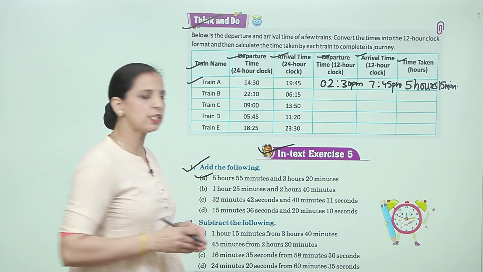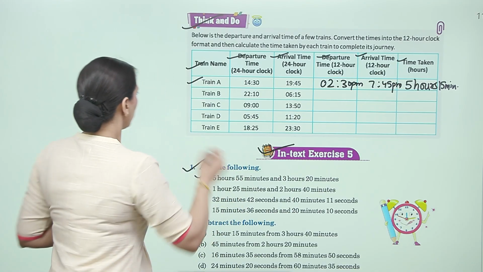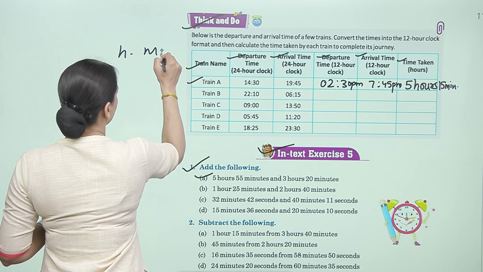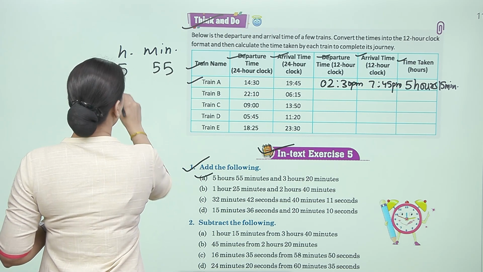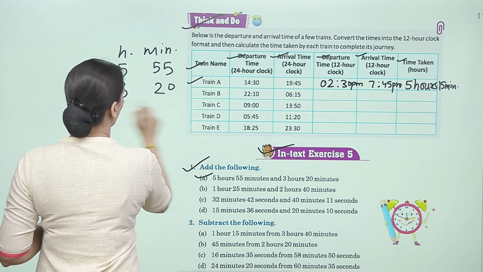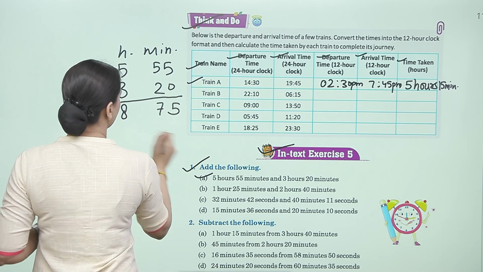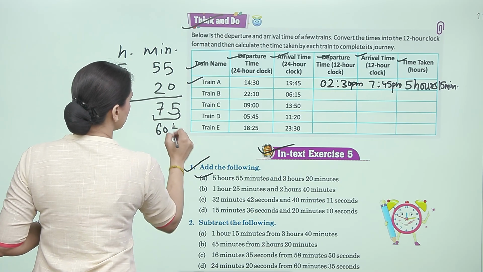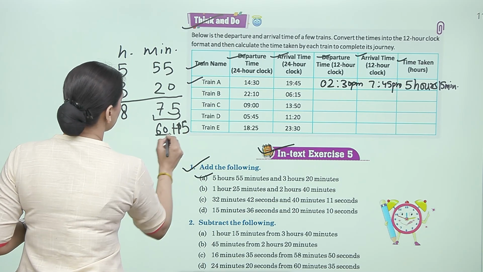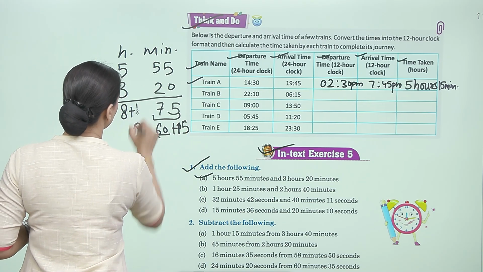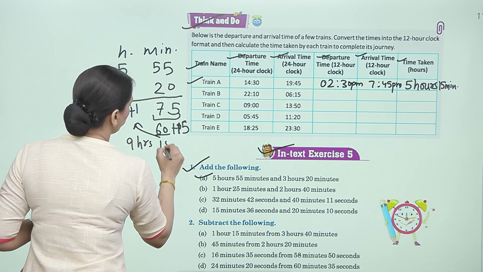A part, 5 hours 55 minutes and 3 hours 20 minutes. Now, hours and minutes. 5 hours 55 minutes and 3 hours 20 minutes. Now, 5 plus 2 is 7 and 5 plus 3 is 8. Now, 75 becomes 60 plus 15. Now, 60 minutes makes 1 hour, that is plus 1. So, 9 hours and 15 minutes.